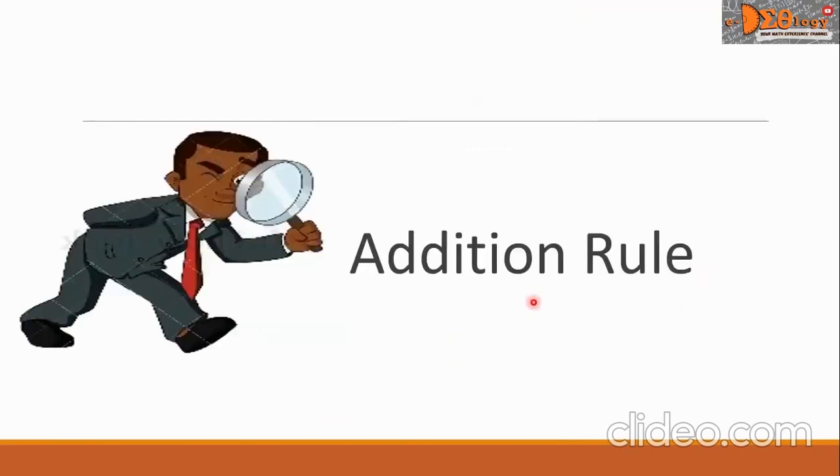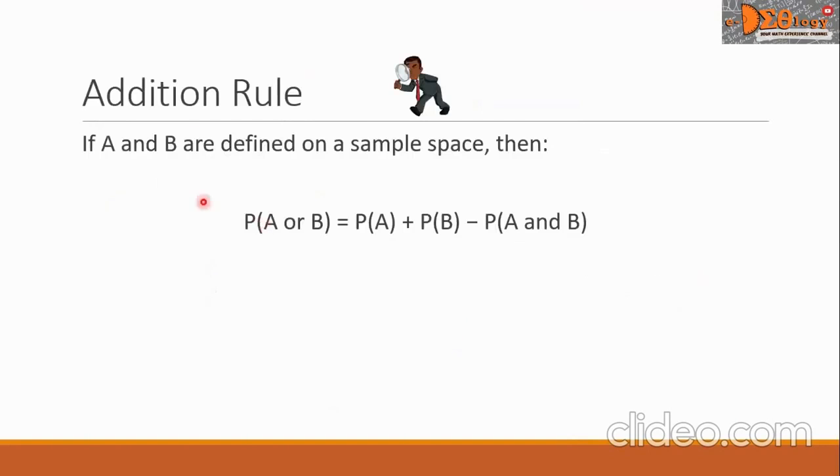Let us go now to addition rule. According to addition rule, if A and B are defined on a sample space, then the probability of A or B equals the probability of A, this is P of A, plus the probability of B, we can see that this is P of B, minus the probability of A and B.